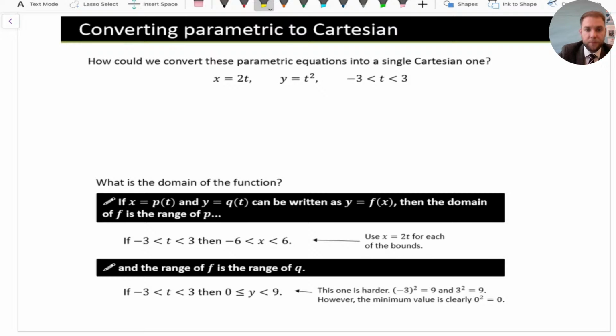Super. So let's have a look at this first one here. The best way to do this is to use substitution to eliminate the parameter. So what do I mean by that?